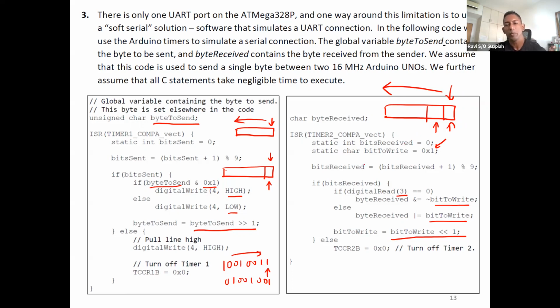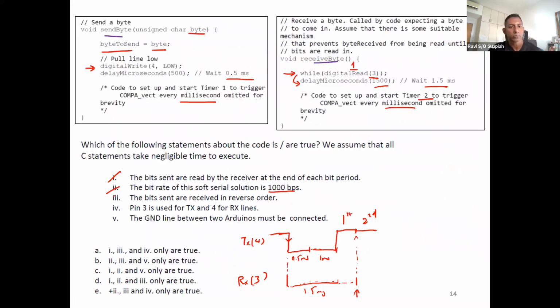So the order in which I transmit and the order in which I receive is the same. The order of transmission and the order of receiving is the same. So this is not true. It's not reverse order, it's the same order. The order in which I send and the order in which I receive is the same.